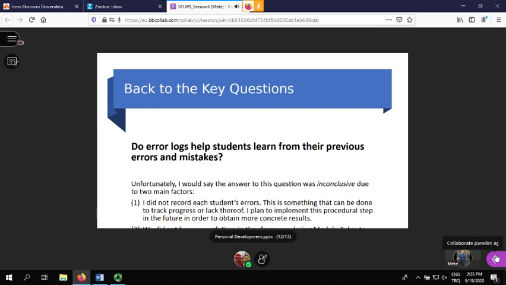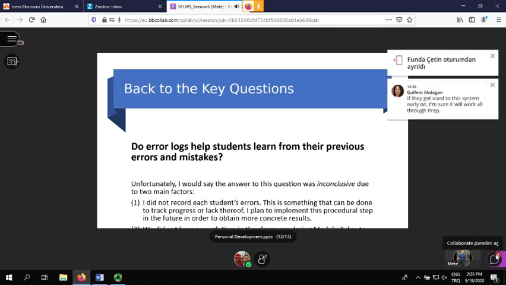Okay, and the main question, do error logs help students learn from their previous errors and mistakes? Yeah, okay. I would say the answer to that question was inconclusive, right? COVID-19, right? I think it was only 4 weeks we had with module 3, correct? 4 weeks. So I didn't get enough time to really see that take place.